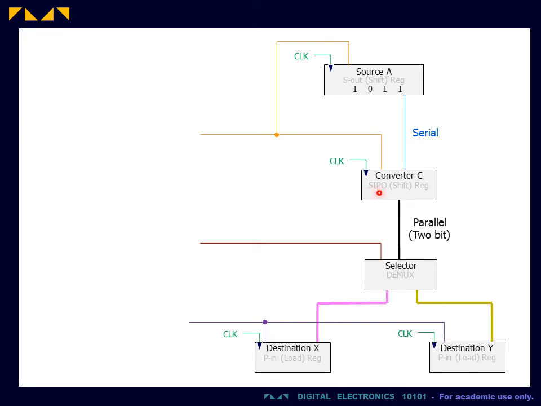The serial in parallel out data converter must be a shift register to permit serial input. We will label the converter C. Note that all the registers are synchronized using a common clock signal. Finally, we need a 2-bit 2-channel demultiplexer for data channeling. The demultiplexer is an asynchronous device and therefore does not require a clock signal.